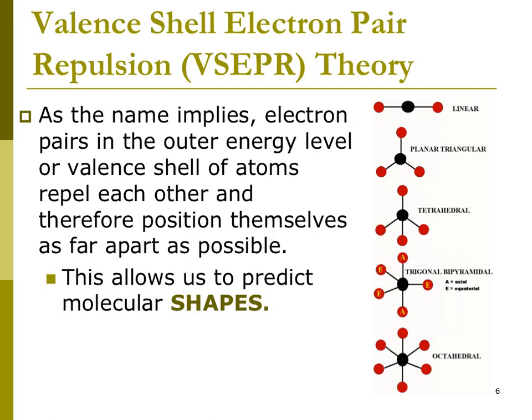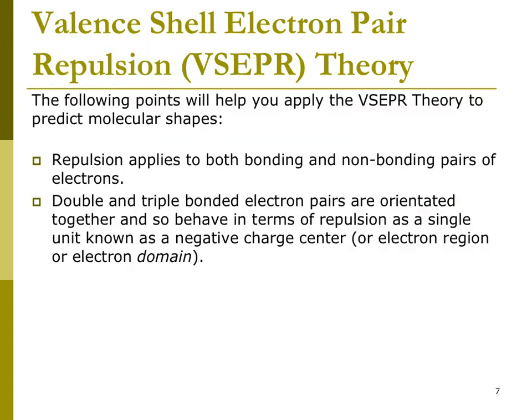Onto valence shell electron pair repulsion, or VSEPR theory. Valence electrons are, of course, in the outermost shell, so as the name implies, the electron pairs are in the outermost shell, and we're going to be looking at how repulsion, that's the most important word there, drives the shapes of the molecules. There are several things you should know about VSEPR theory before you try to actually apply it, so we're going to go over a few of those key points.